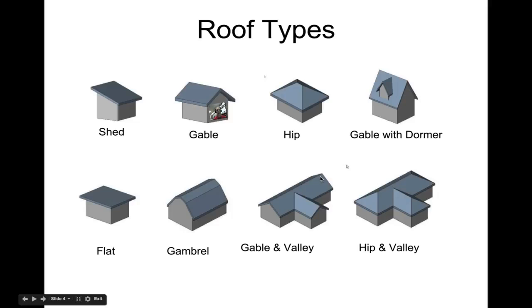This is a gable roof with a valley, so it has an extension. The valley is this piece in here. And this is a hip type roof with valleys. So you can see this gets a lot more complex once you add hips and valleys. And this is typically how most newer homes are built, with hips and valleys.